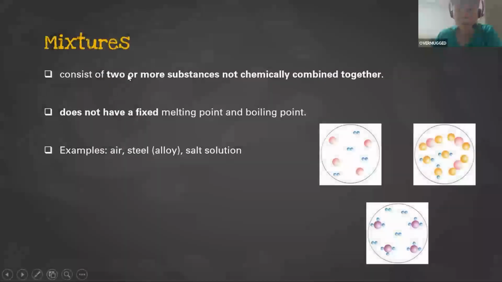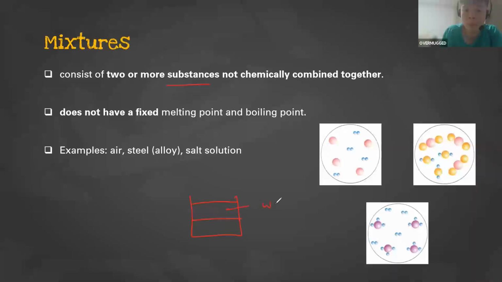Okay, then now we come to mixtures. Mixtures are substances that consist of two or more substances that are not chemically combined together. They are only physically combined. Okay, so an obvious mixture example would be sand and water. Right? What happens when you mix sand and water together?